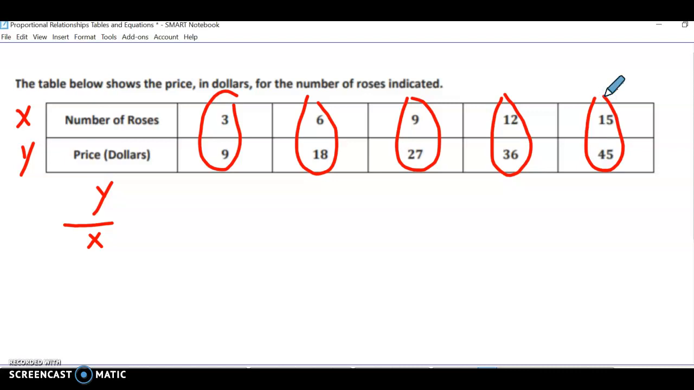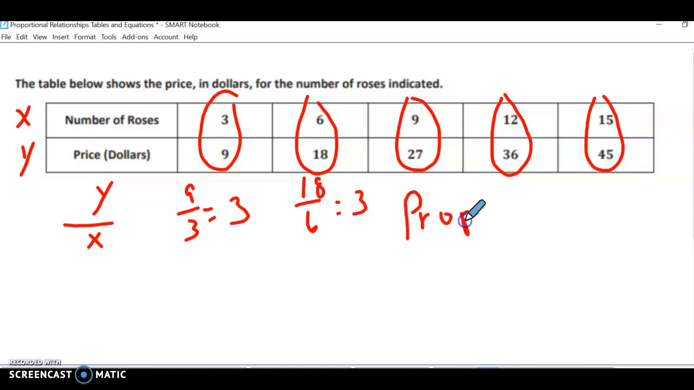So 9 divided by 3 is 3. 18 divided by 6 is 3. And if you do that for each of these ratios, and you always need to check them all, you'll find that they are all equal to 3. And that makes this a proportional relationship.